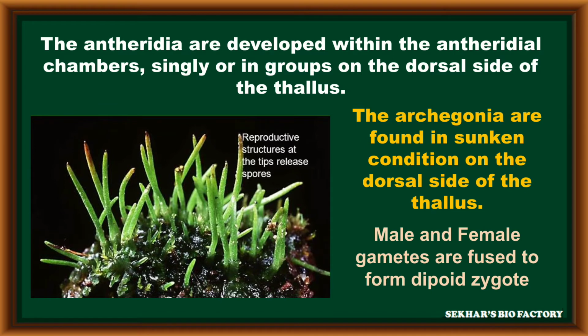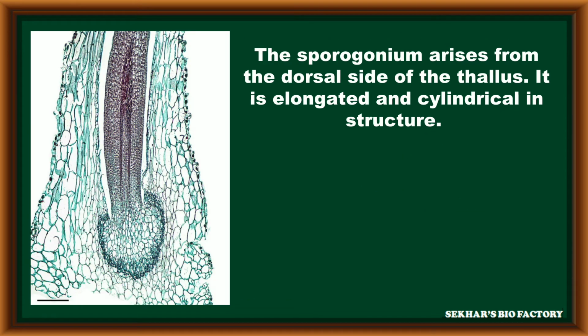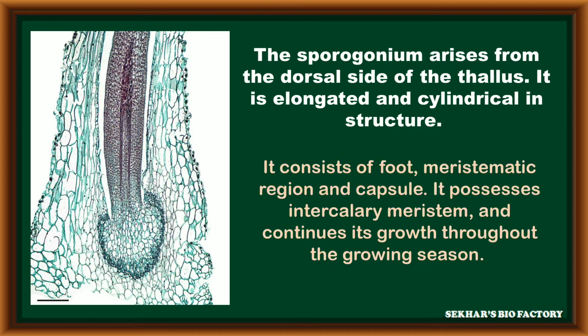Male and female gametes, after maturation, fuse to form a diploid zygote. This diploid zygote becomes a sporophytic structure called the sporangium. This sporangium develops from the dorsal side of the thallus, and it is elongated and cylindrical in structure. This sporophyte, or sporangium, consists of a foot, a meristematic region, and a capsule. It possesses intercalary meristem, and due to this intercalary meristem the sporophyte grows continuously throughout the growing season.